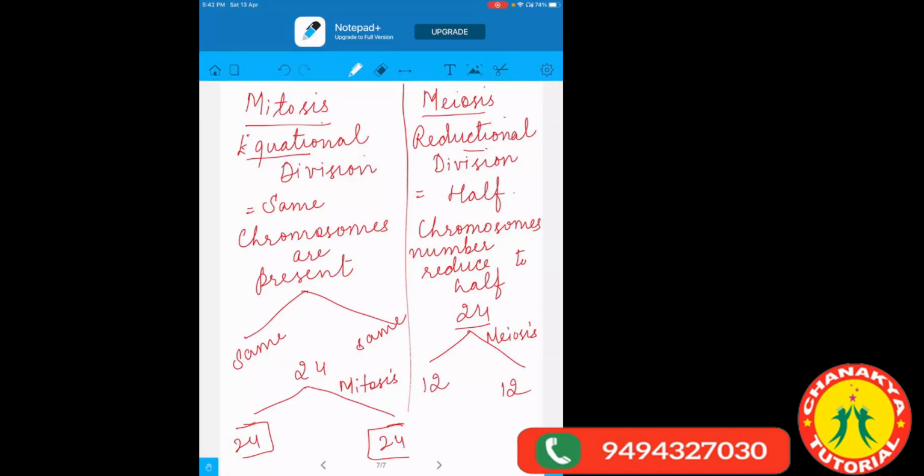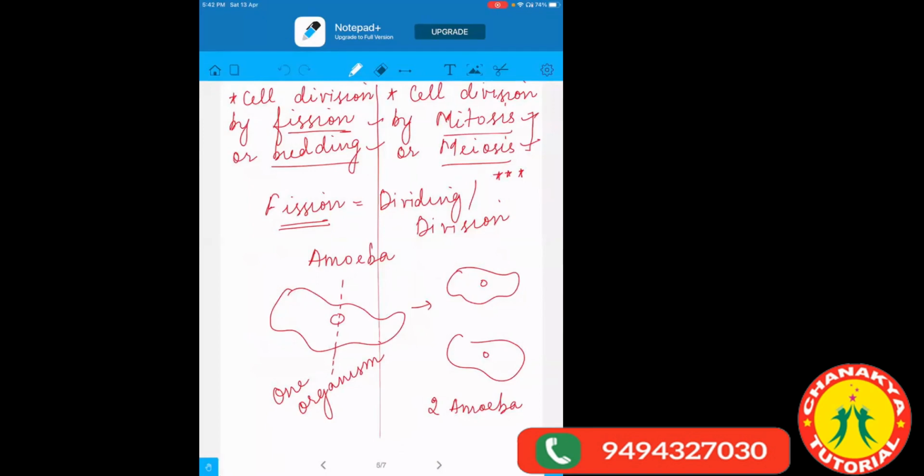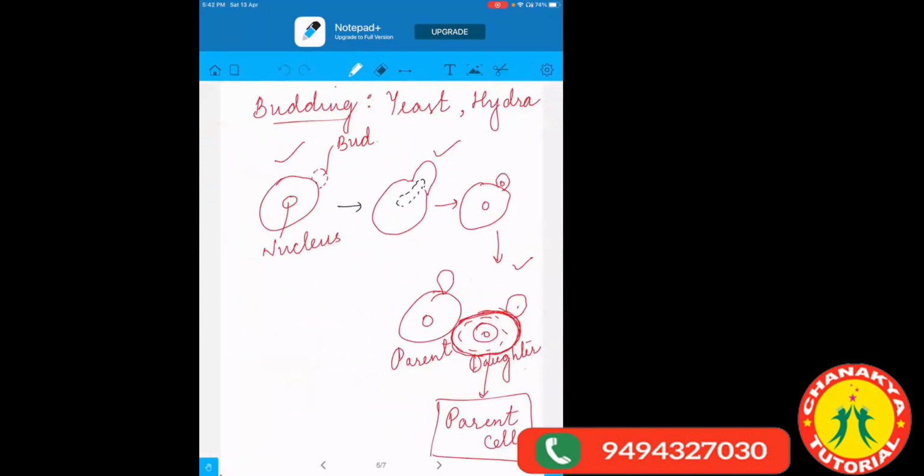In detail, we will be learning about this in the upcoming classes. So now at least you have the basic idea. In the mitosis case, the numbers remain the same, whereas in the meiosis case, the number reduces to half. Clear? So that was a point related to cell division. Shall we go to the next one now? Next point?